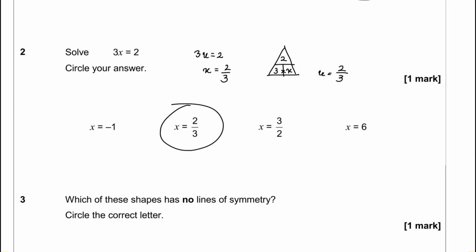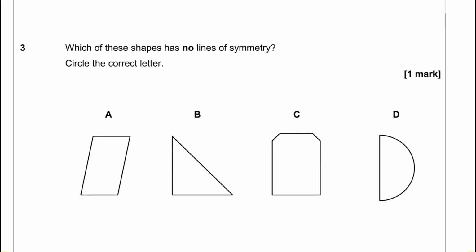Continue with the third question. Which of these shapes has no line of symmetry? I can't see any possibility to put a line of symmetry here in shape A, so it must be the answer. But before we decide it, let's have a little check of the other options as well.